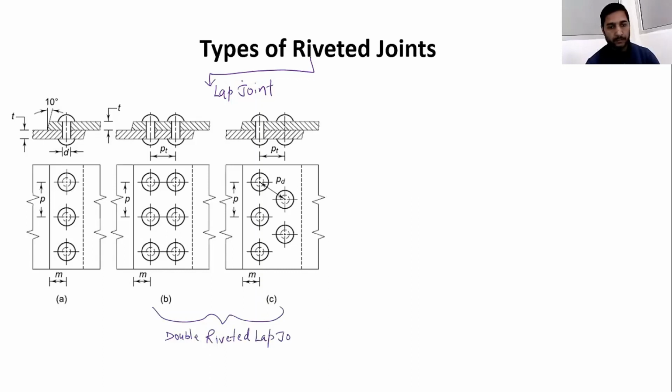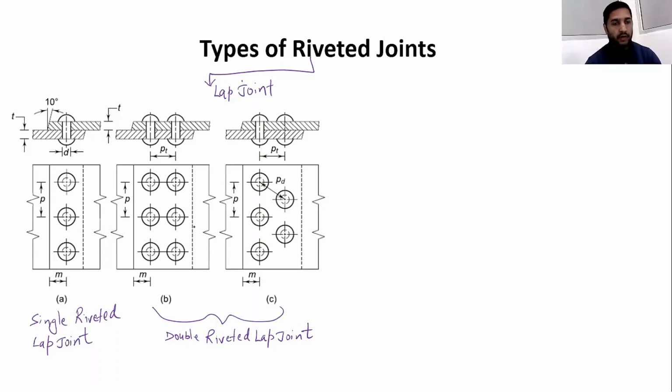I hope it is clear. And figure A is the single riveted lap joint. Why lap joint? Because the plates are overlapping on each other.